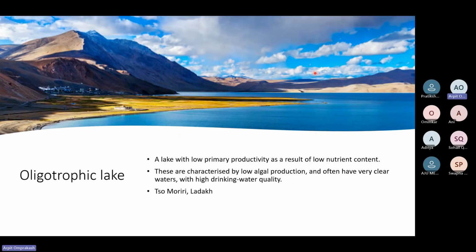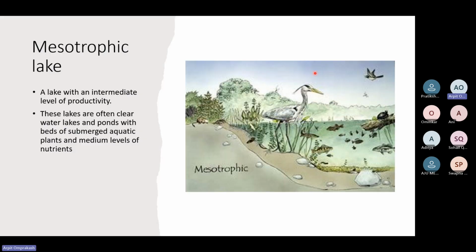Next, we talk about different kinds of lakes based on their primary productivity. So we have oligotrophic lakes, which have very low primary productivity as a result of low nutrient content, and they have low algal population and very clear waters of high drinking quality. For example, there is Somaridi in Ladakh.